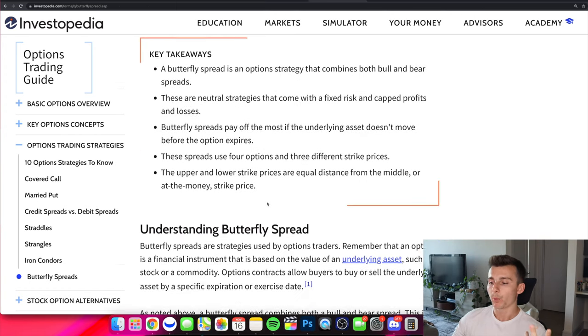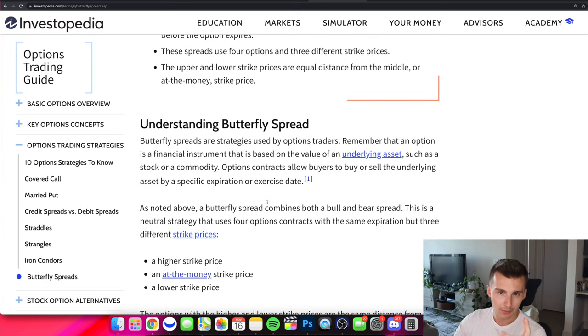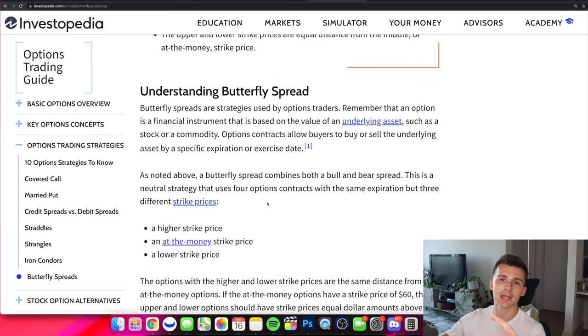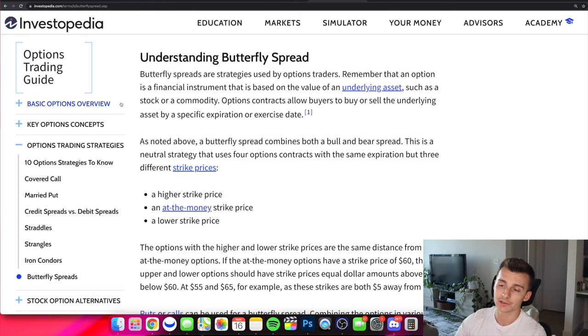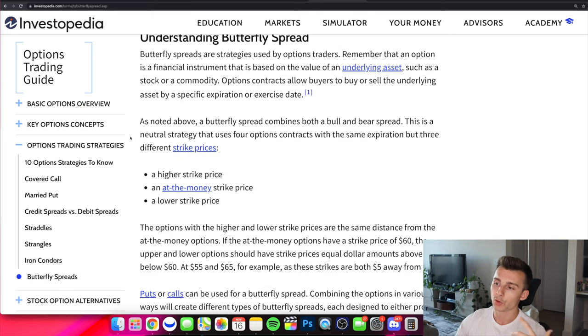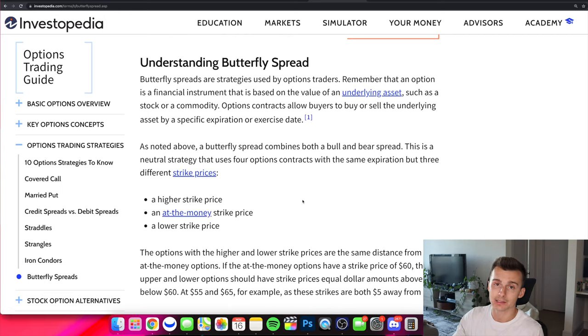Okay, so we're going to go through this briefly. Understanding a butterfly spread, brought to you by Investopedia. It's a great place to go if you have questions about things like this. So essentially we are looking at a stock, or it could be an ETF, whatever you're trading, and we want this stock potentially to not move. We can utilize butterfly spreads and actually make money if the stock doesn't move, which is the example we're going to use.